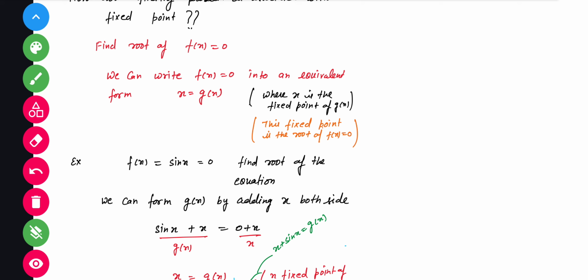We can write f of x is equal to 0 in an equivalent form, x is equal to g of x, where x is the fixed point of g of x. This fixed point is the root of f of x is equal to 0. So that is the thing.